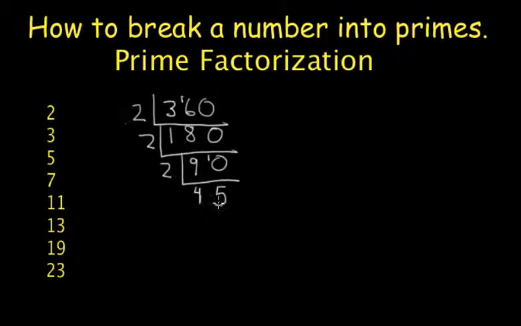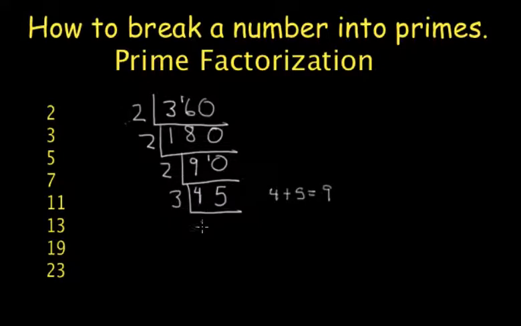Now at this point you might think that the next prime that goes into 45 is 5 because it ends in a 5. But let's do the divisibility test for 3. 3 doesn't go into 4, 3 doesn't go into 5. However, 4 plus 5, adding the digits of the number together, equals 9. Since 9 is divisible by 3, then 45 is also divisible by 3.